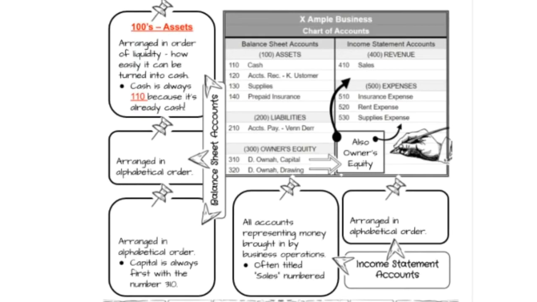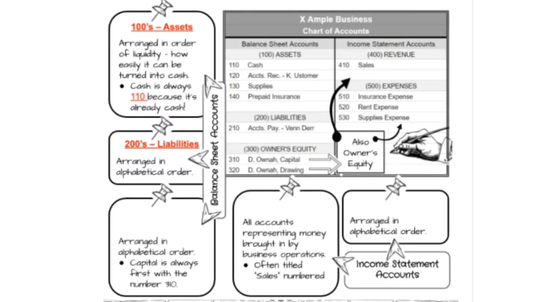So it's pretty liquid. Supplies, on the other hand, to turn those into cash, you would have to sell them. So they're less liquid than accounts receivable and cash. And then prepaid insurance, if you buy an insurance policy from an insurance company, you can't really sell that. So that is not liquid. You can't really turn that back into cash. That's why it's at the end of the assets list. It is least liquid.